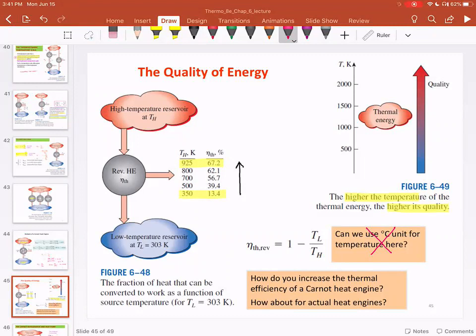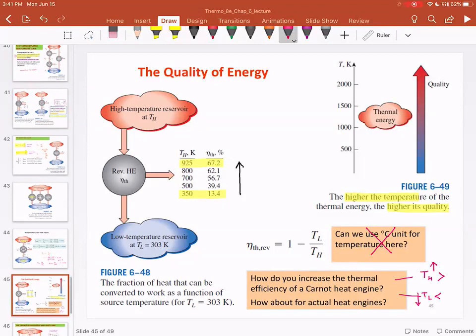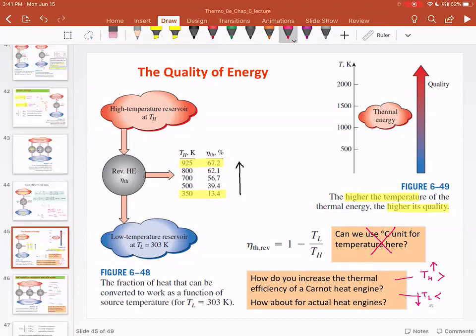How do you increase the efficiency of the Carnot engine? You can increase TH or lower TL. So you can make TH go higher or have TL go lower, and that would increase the efficiency of the Carnot cycle.